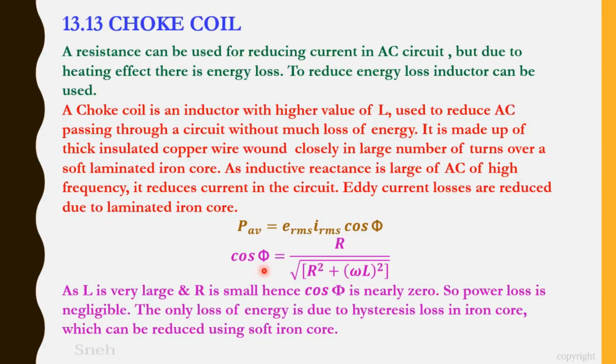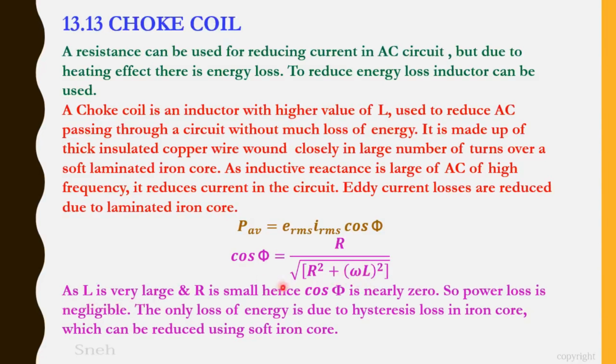If I have an RC circuit, what change will there be? Here I'll have R squared plus (1 upon omega C) squared. Right? So for this choke, we can write cos phi is equal to R upon under root R squared plus omega L squared.